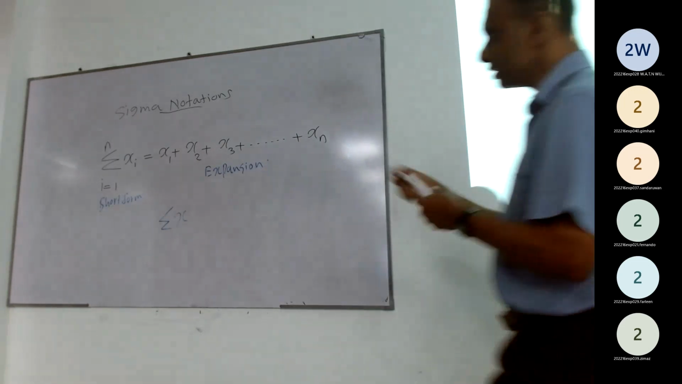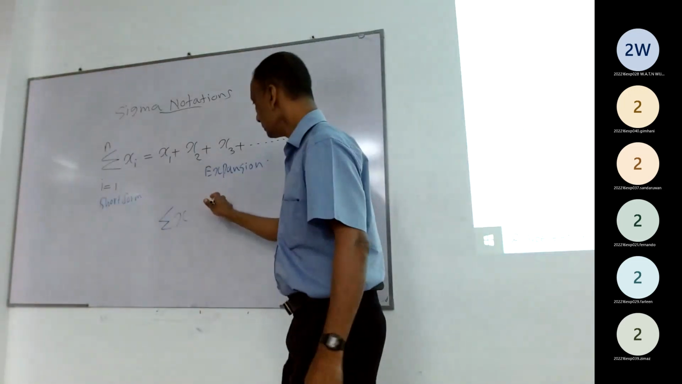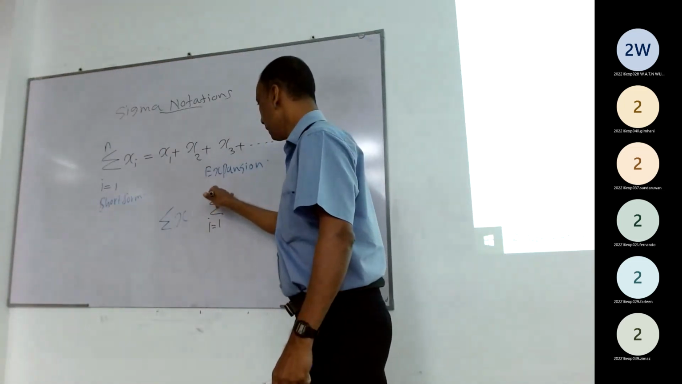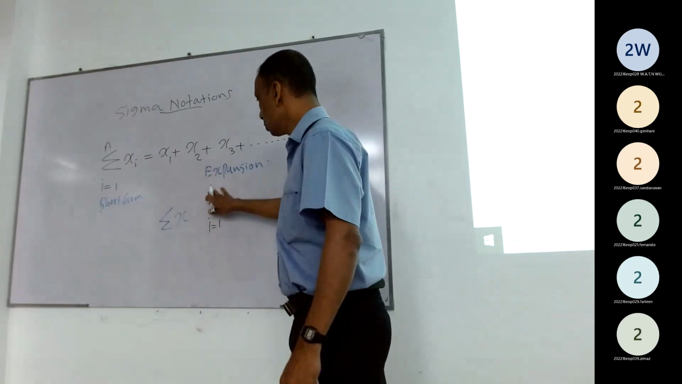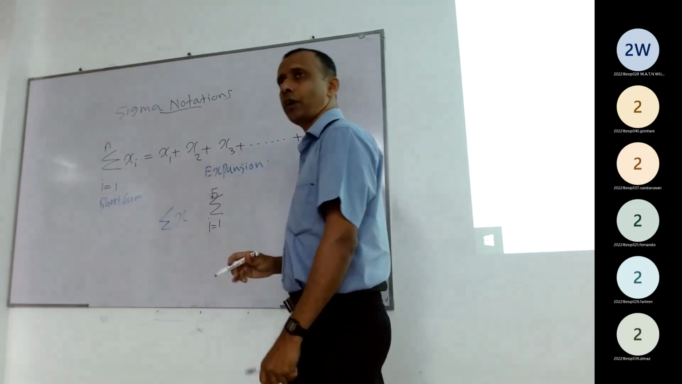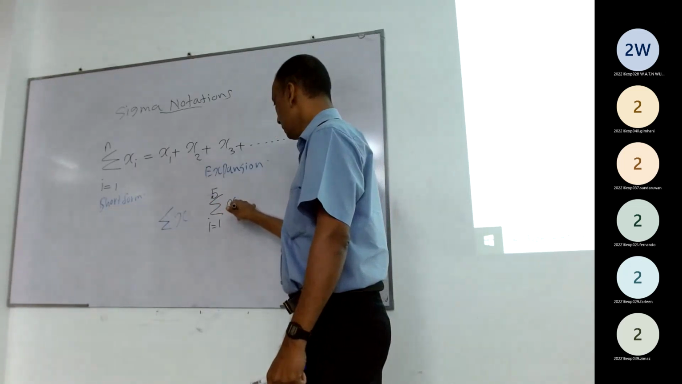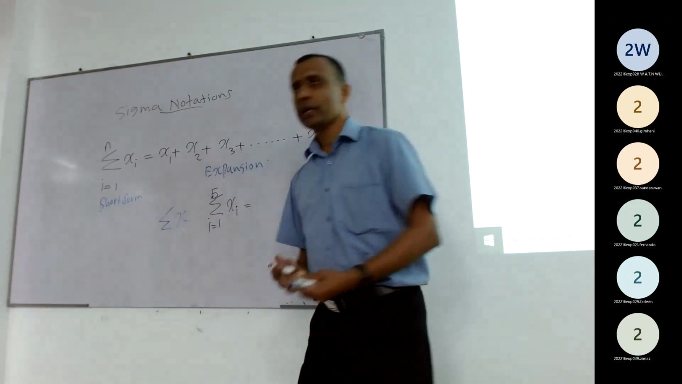Okay, using this knowledge, expand this one. Sigma i equals 1 to n. I take 1 to 5, right? x i. Right, expand this.